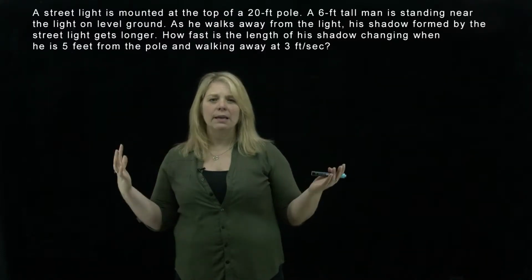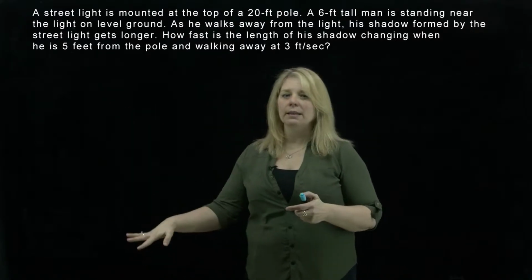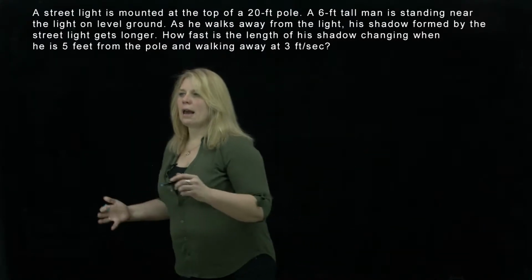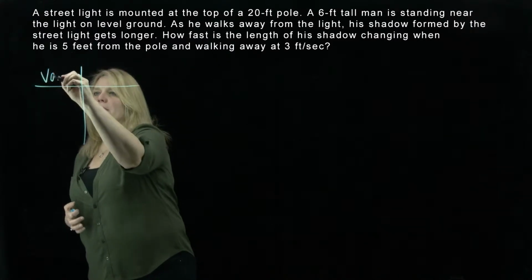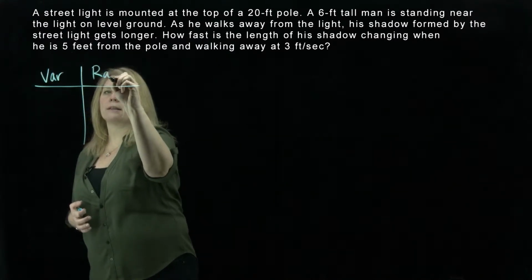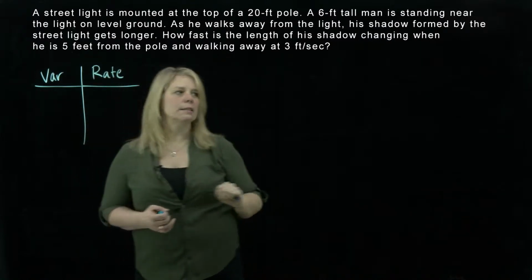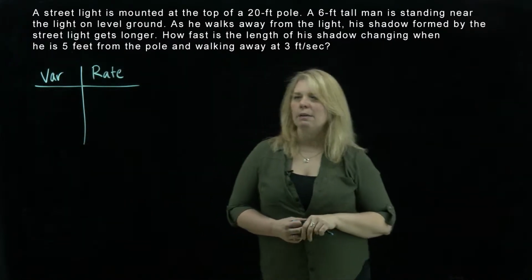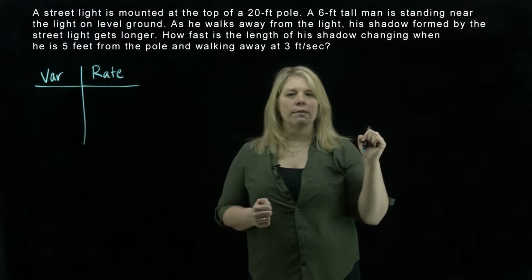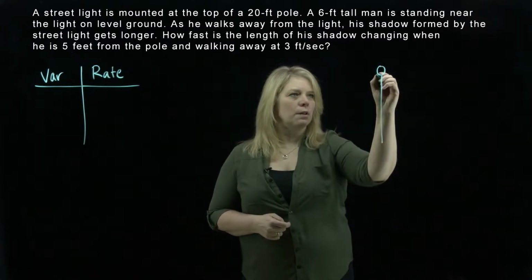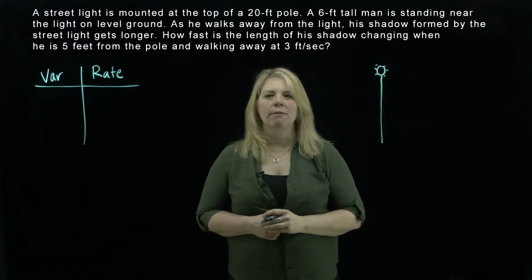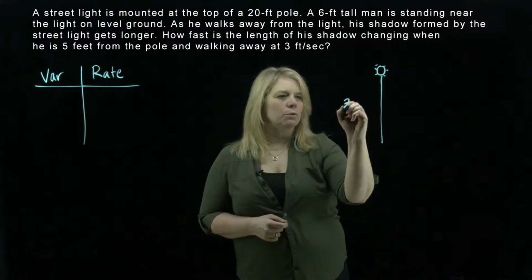We probably need a diagram for this, and we also want to make a list of our variables and rates, things that change. All right, so I'm going to do both of those at the same time. Variables and rates, and we'll make a diagram over here so that we can label what those things are. All right, so we've got a street light mounted at the top of a pole. So there's the light mounted at the top of a pole, and that pole is 20 feet tall.